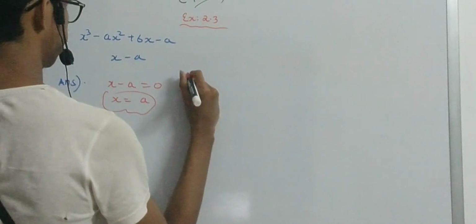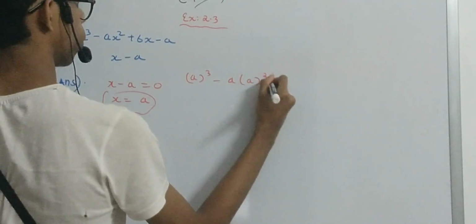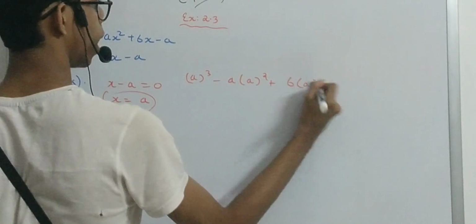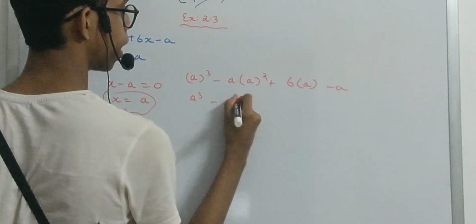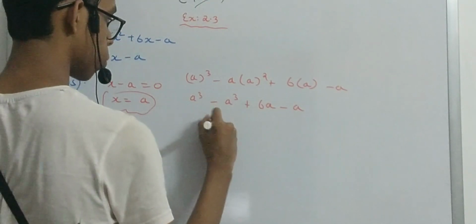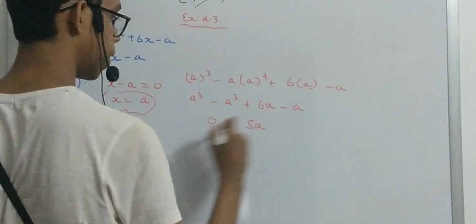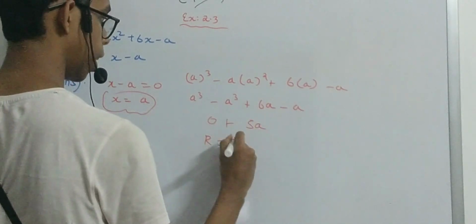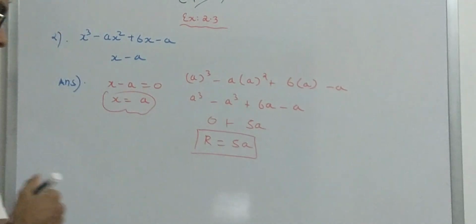So from here you will be getting a cube minus a into a square plus 6 into a minus a. So a cube minus a cube plus 6a minus a. A cube minus a cube is what? 0. Plus 6a minus a is what? 5a. So the final answer will be 5a. So this will be your remainder that you will be getting. Remainder is equal to 5a. I hope it is clear to you.